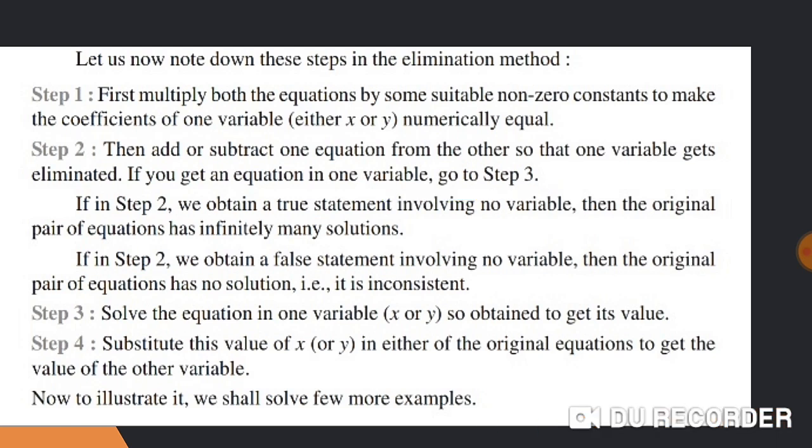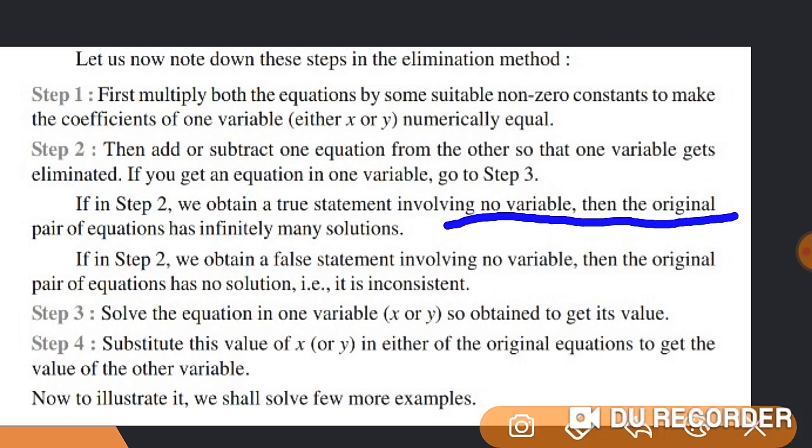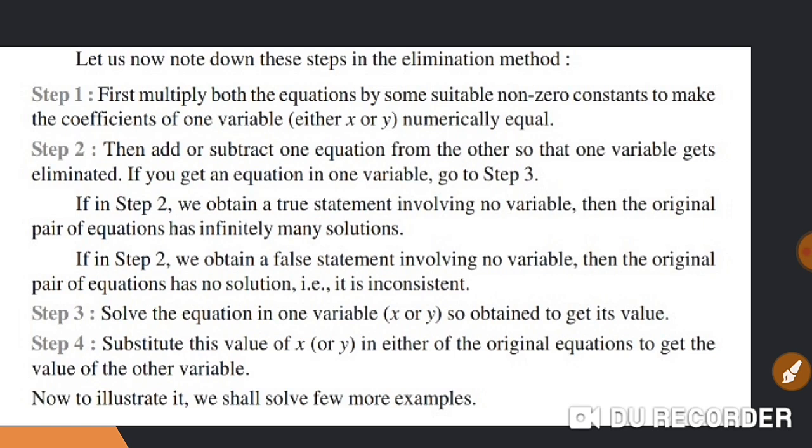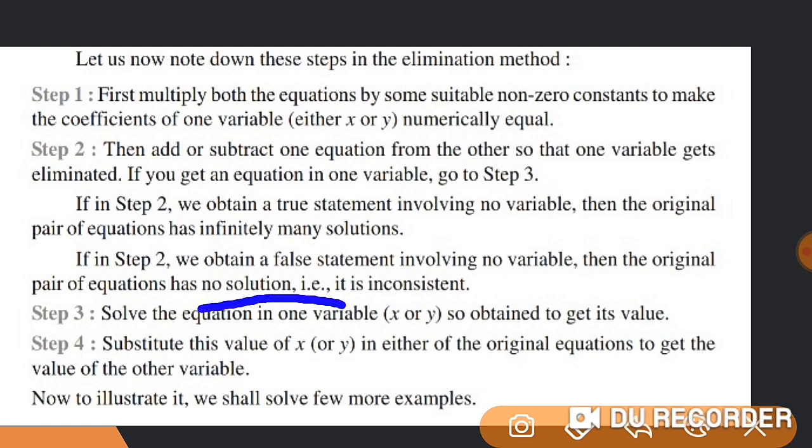If in step 2 we obtain a true statement involving no variable, means there is no variable but left hand side equals right hand side, then the equations have infinitely many solutions, means the lines will be coincident. If in step 2 we obtain a false statement, means left hand side is not equal to right hand side, then the original pair of equations has no solution. It is inconsistent and means the pair of lines will be parallel.